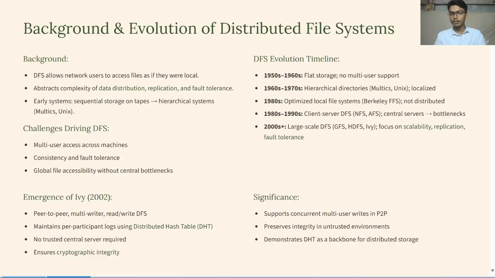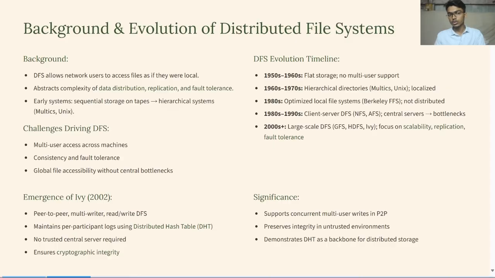Looking at the historical timeline, in the 1950s to 1960s, the storage was flat and had no multiple user support. In the 1960s to 1970s, hierarchical directories emerged in systems like Multics and Unix, but these were still localized. The 1980s saw optimized local file systems such as Berkeley's FFS, which were not distributed, but between the 1980s and 1990s, client-server DFS like NFS and AFS appeared. The centralized server introduced bottlenecks. From the 2000s onward, large-scale DFS like GFS, HDFS and IB focused on scalability, replication, and fault tolerance.